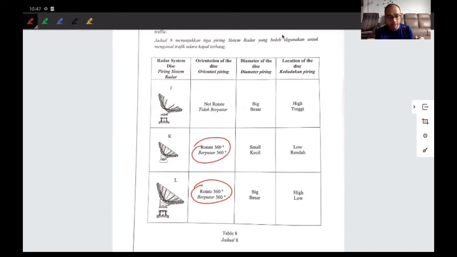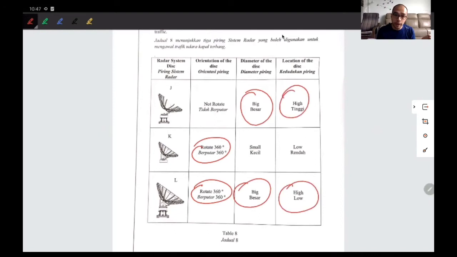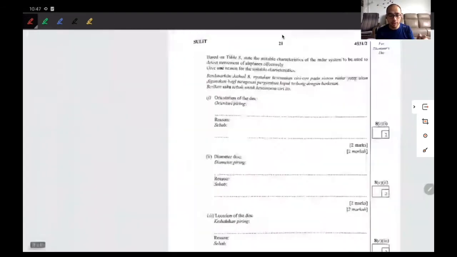The diameter of the disc, should it be big or small? It should be big, because the bigger your disc, the more waves you can receive. Secondly, the location of the disc, should it be high on the mountain or low on the ground? Any pilot will tell you that the disc, the receiver, should be somewhere high. So when you do this, you know already that L is the best choice. So let's talk about this.